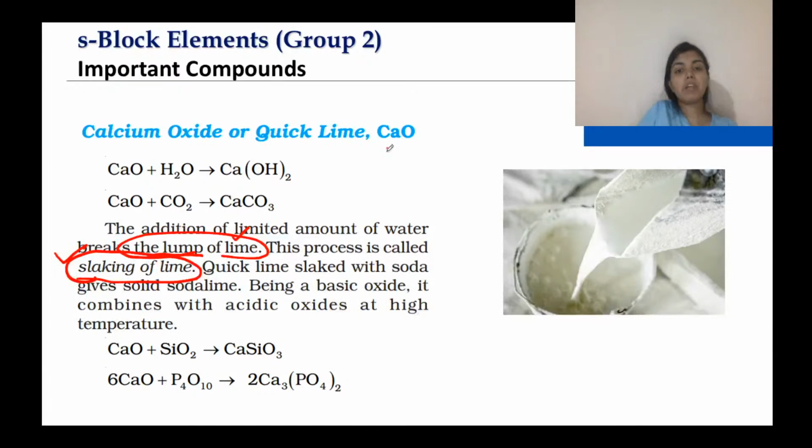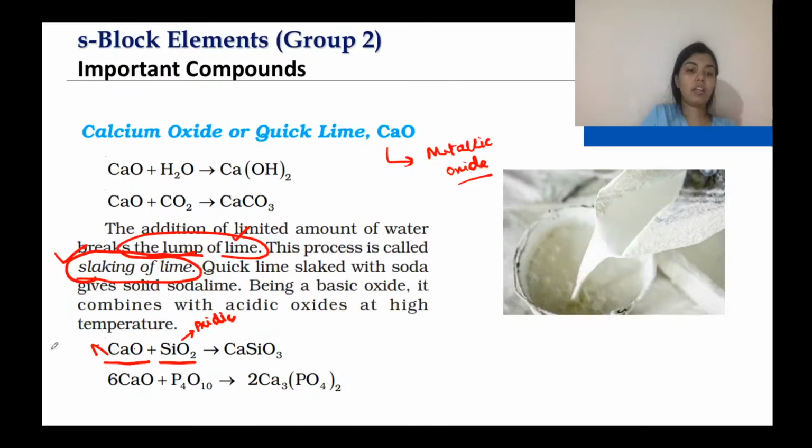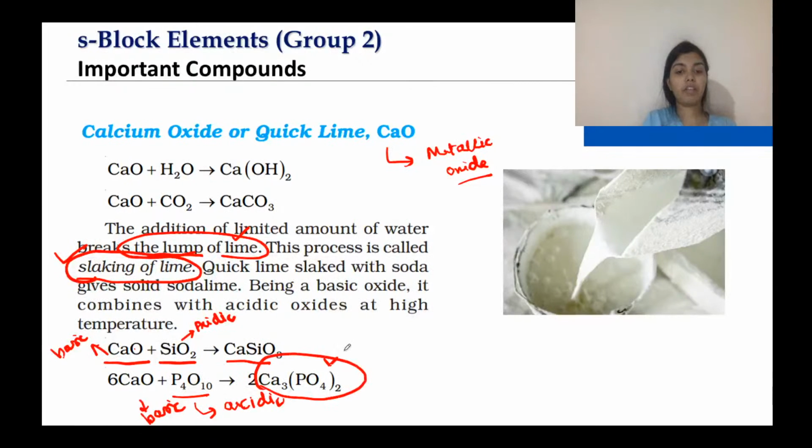Because calcium oxide is a metallic oxide, it is basic in nature. So it will react with acidic oxides. For example, calcium oxide is a metallic oxide, and silicon oxide is a non-metallic oxide, so it is an acidic oxide, while calcium oxide is a basic oxide. So they will form what? CaSiO3. Again, P4O10 is an acidic oxide, while calcium oxide is a basic oxide. So again they will form what? Calcium phosphate.